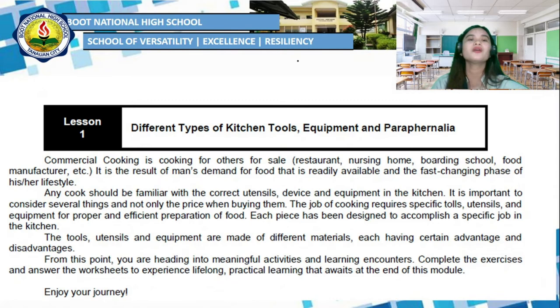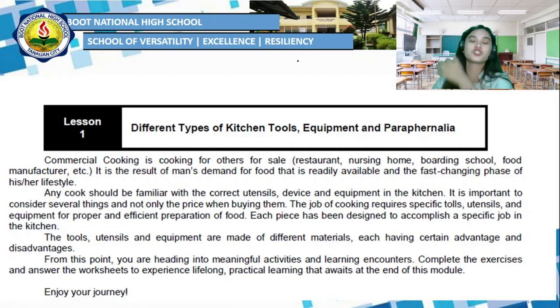Now, let's have lesson 1, different types of kitchen tools, equipment, and paraphernalia. Okay, class. Commercial cooking is cooking for sale: restaurant, nursing home, boarding school, food manufacturer, etc. It is the result of a man's demand for food that is readily available and fast-changing phase of his or her lifestyle. Any cook should be familiar with the correct utensils, devices, and equipment in the kitchen.